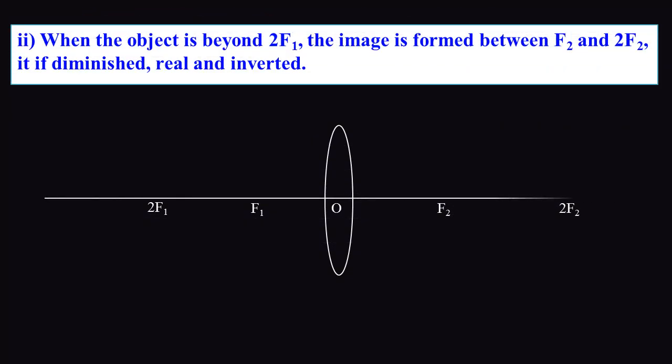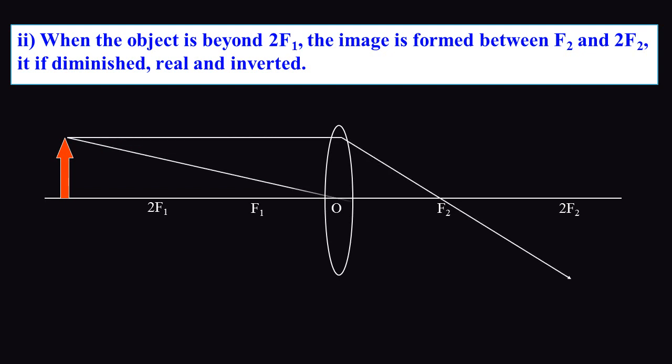Next, when the object is beyond 2f1, then the image is formed between f2 and 2f2 as given in the diagram. Here, the object is placed beyond 2f1 and two rays from the top of that object are incident on the convex lens. After refraction, they coincide at a point where the image is formed on the principal axis. Here, the image is diminished, real, and inverted.